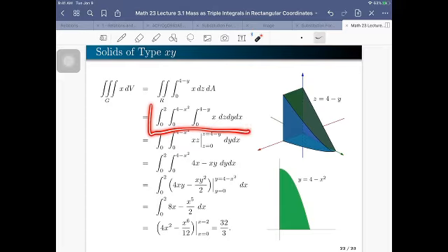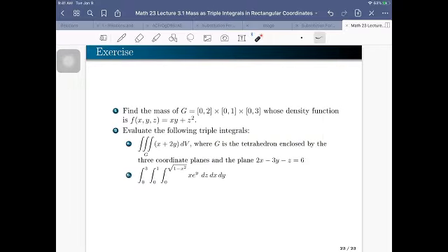Once you have this part, this is the most important part in the setting up of triple integrals. After that part, it's easy because you just have to do iterated integrals. After doing the innermost integral, you go to the next innermost integral and then the last integral, so that you will get 32 over 3 as your final answer. The last part of our lesson will be to solve these exercises.